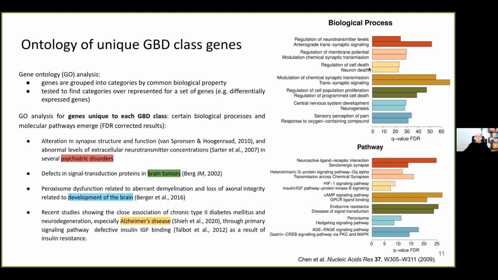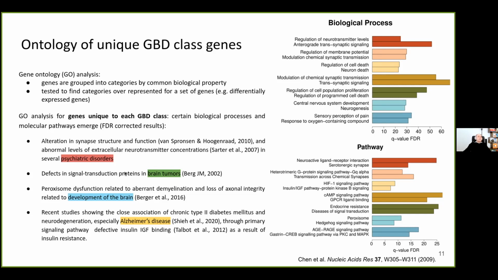We can see some of the pathways that we expect, for example, regulation of cell death and neuronal death in neurodegenerative disorders, central nervous system development and neurogenesis in developmental disorders. We also see regulation of neurotransmitters and modulation of chemical synaptic transmitters in substance abuse, movement disorders, and psychiatric disorders. There are also some more interesting associations.